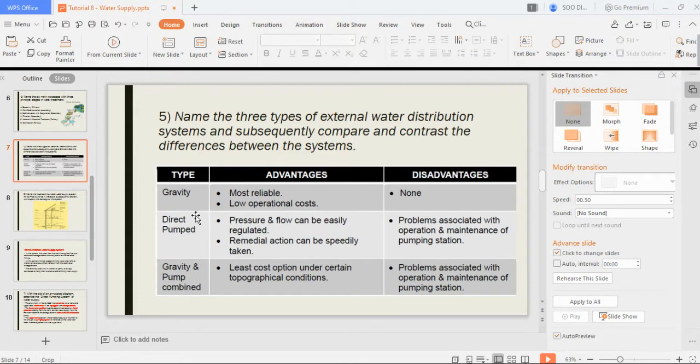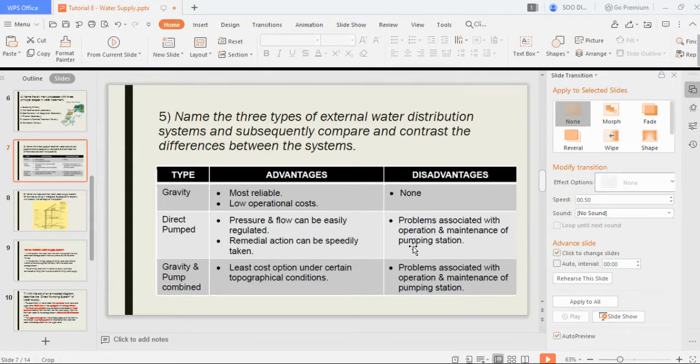The other method is the direct pump method, which means it is using a pump to distribute the water. By using a pump, we can regulate the pressure and flow easily, and if we need to take any action due to any breakdown, we will be able to do it quickly.